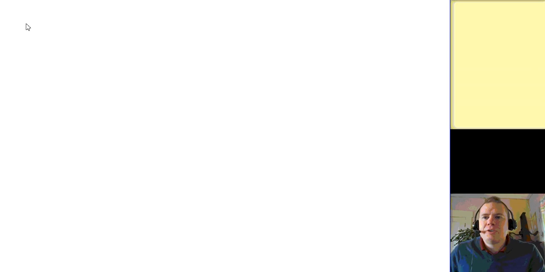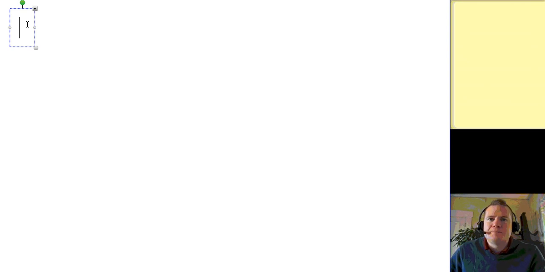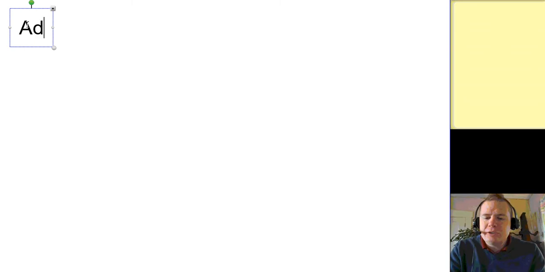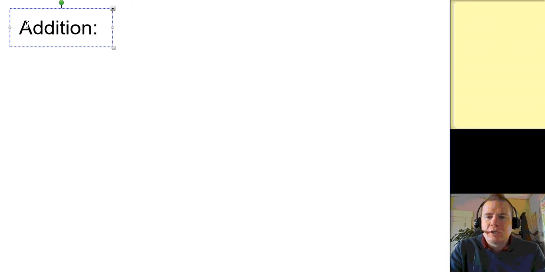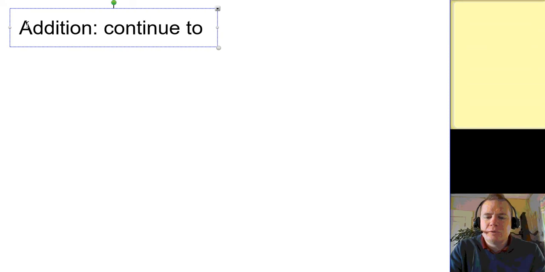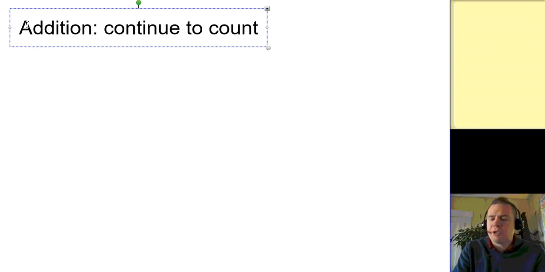Okay, addition and subtraction, two of the most straightforward, basic first operations you ever learn. But often when we just think we understand something without really understanding it carefully, it makes things a lot harder than they have to be. Addition could just mean continue to count. That's what we were looking at with the stars last time.